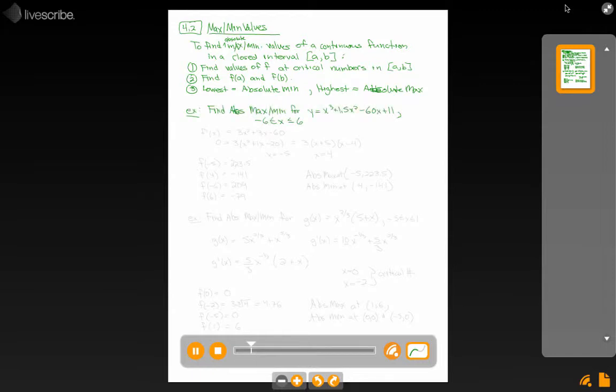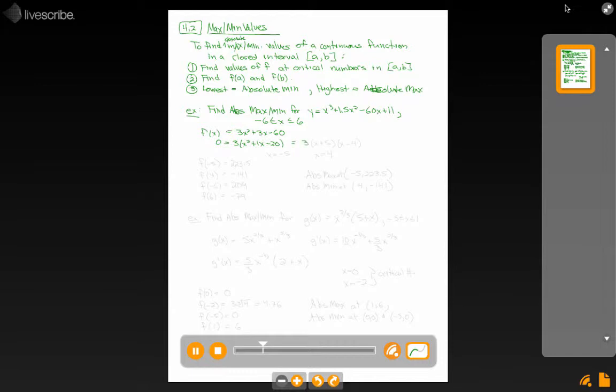So for us to find the absolute max min for this cubic function x cubed plus 1.5 x squared minus 60x plus 11, defined in the interval from -6 to 6. So first of all, I find the derivative. My derivative is relatively easy, 3x squared plus 3x minus 60. I factor that because I want to figure out what the critical numbers are.